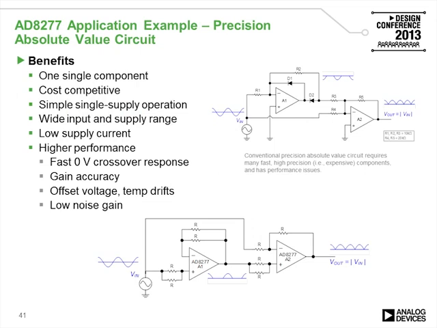Another example of a difference amplifier application is using the AD8277. The AD8277 contains 4 resistors per amplifier, and all of those resistors have the same value. A precision absolute value circuit can be built using this product and doesn't require any diodes, as the regular or typical absolute value circuit that is shown on the top.